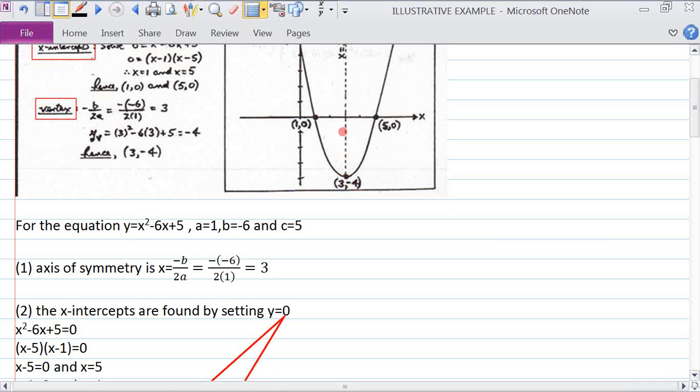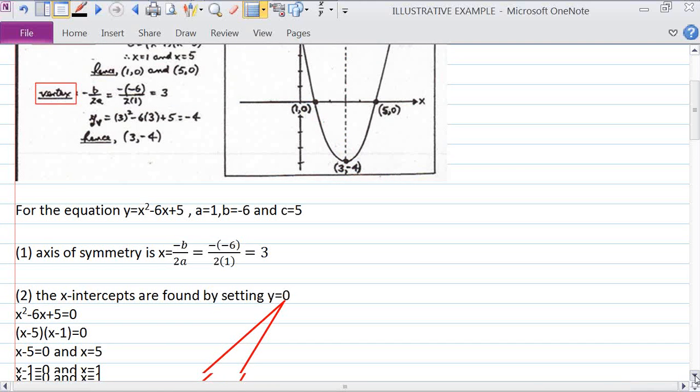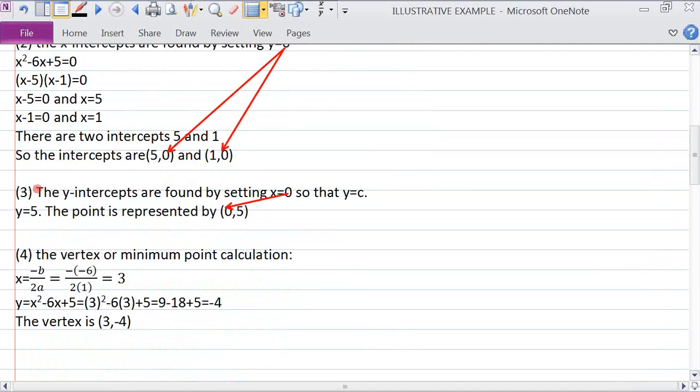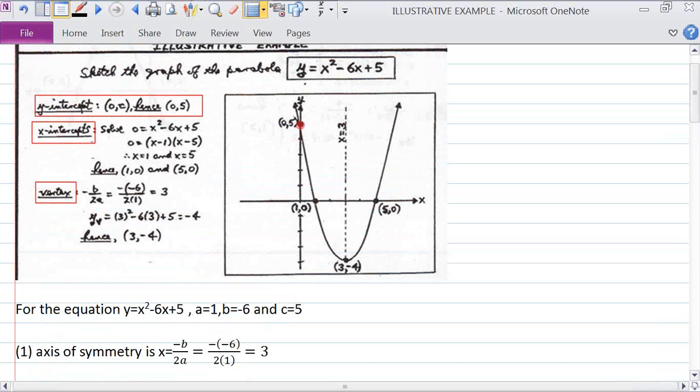So what do we have now? We have the axis of symmetry, and we have the two x-intercepts. And the y-intercept is found by setting x equal to 0. So into this equation here, y equals c. So the value of c is 5. So the y-intercept is 5, and this is represented by the point 0, 5. And if we go up here, you can see here's the y-intercept. So we have the two x-intercepts, we have the axis of symmetry, and we have the y-intercept.